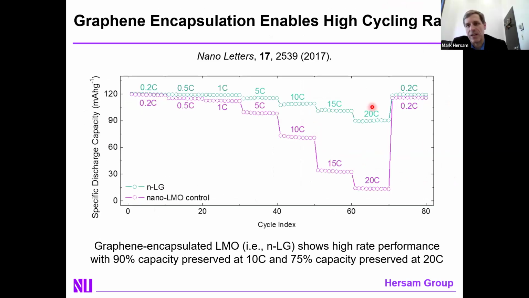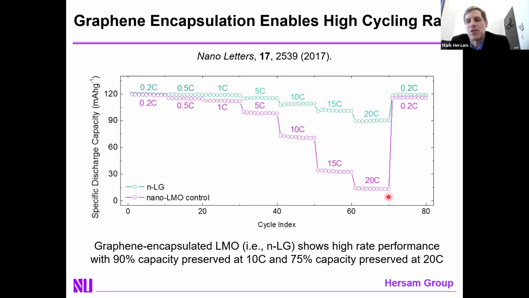Additionally, graphene is electrically conductive, unlike the insulating SEI that builds up upon cycling in a traditional lithium-ion battery. And that electrically conductive coating means you lower the impedance of the battery, which means that you can get higher cycling rate performance. And that's shown here.